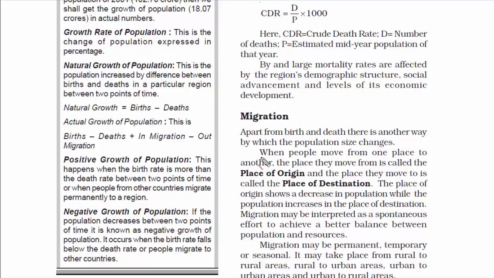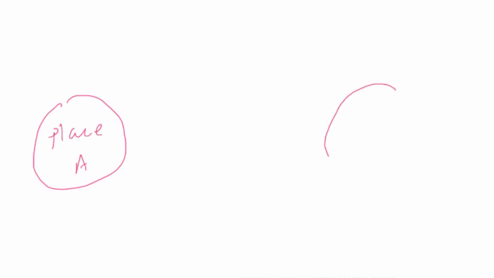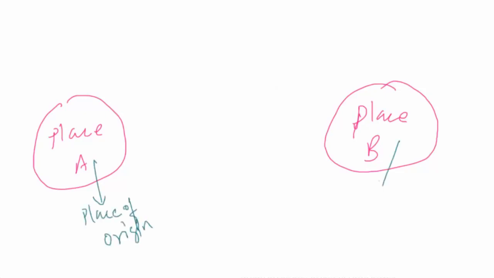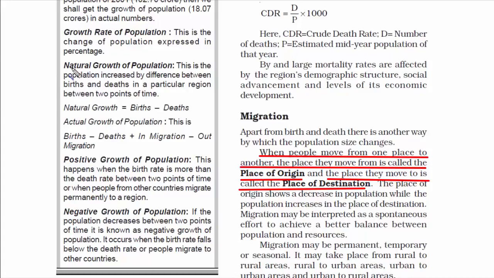Apart from births and deaths, there is another way by which the population size changes. When people move from one place to another, it's called migration. The place they move from is called the place of origin, and the place they move to is called the place of destination. Now let's see how to find the natural growth of population. This is the population increased by difference between births and deaths in a particular region between 2 points of time. So natural growth is equal to births minus deaths.